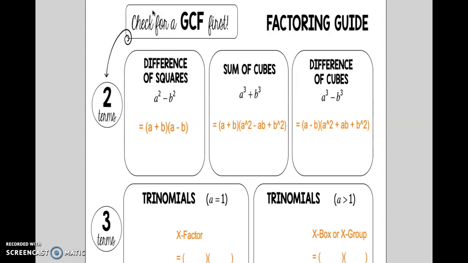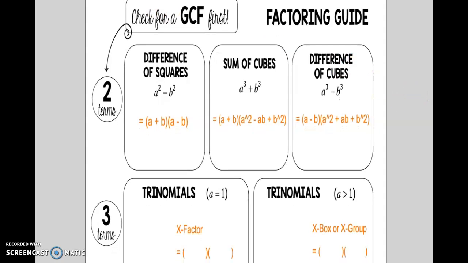Zoom out on that a little bit more. Okay, so here's your factoring guide. This is the last page of the notes. We also had a factoring flow chart that we made that I think was on pink paper maybe, so that might be helpful for you to look at. But the very first thing we always want to do is check for a GCF first.